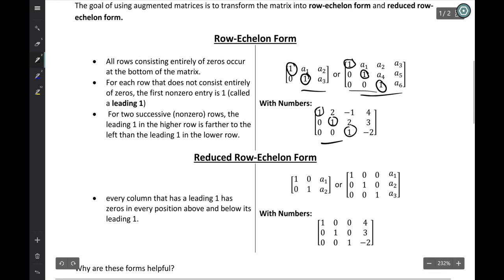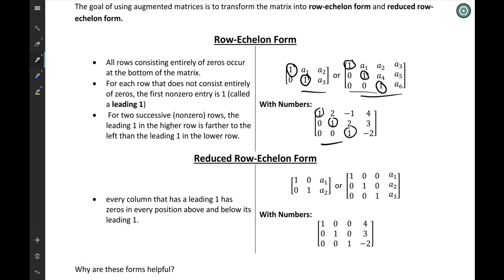Reduced row echelon form just takes row echelon form and goes a little bit further, and that means that every single column with a leading 1 has zeros in every position above and below the leading 1. You see how this has a leading 1, 0 below, leading 1, 0 above. And then right here, leading 1, 2 zeros below, leading 1, 0 above and below, leading 1, 2 zeros above. And then you have your values here.